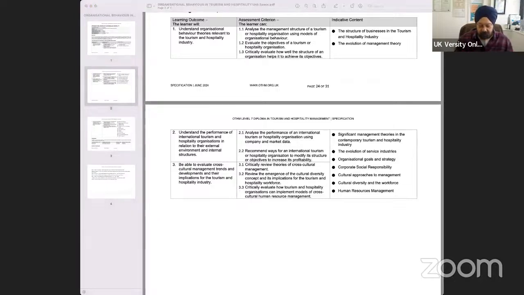When we look at cross-cultural trends, what we are trying to discuss in particular is how we manage diversity in the tourism and hospitality industry, because in this industry we have a lot of people who come from different backgrounds, cultures, and geographies. So one of the clear things most organizations, because they are manpower centric, would need to manage at some stage is cultural sensitivities.